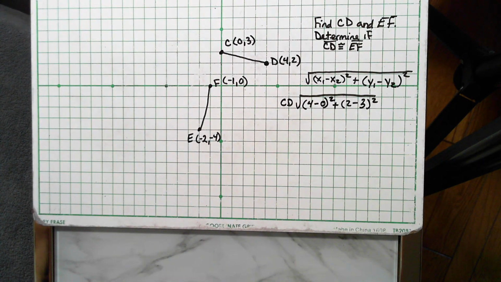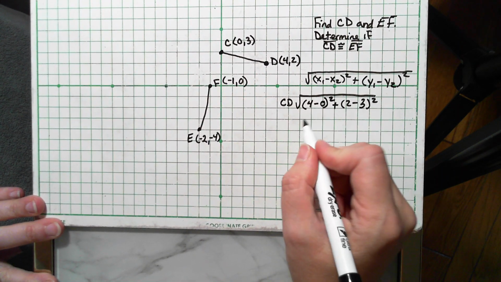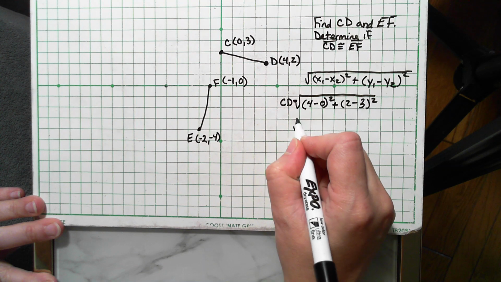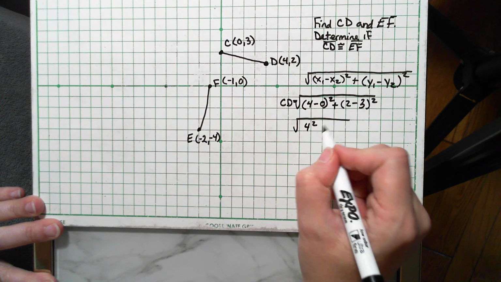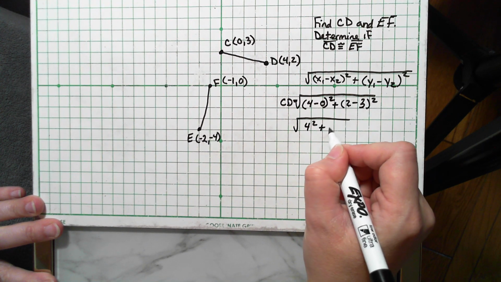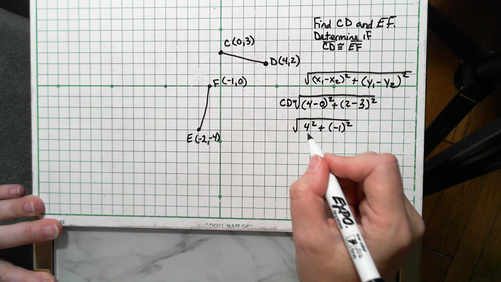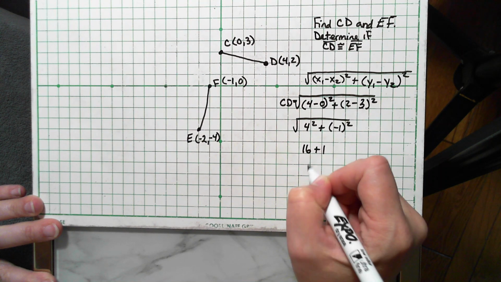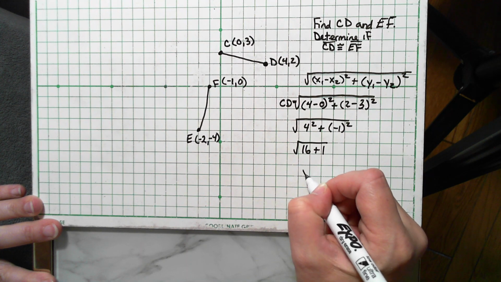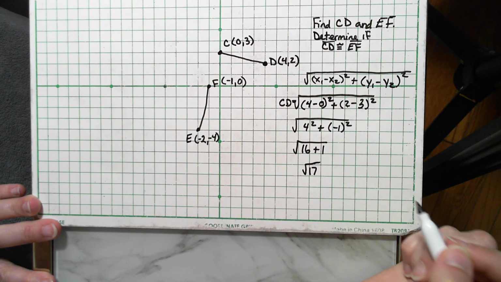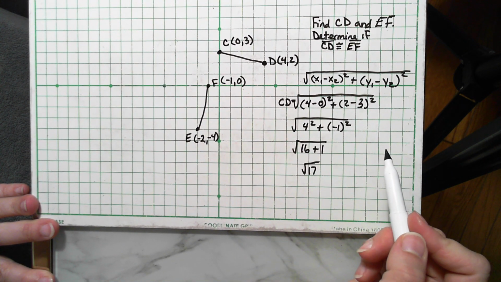Now I need to follow order of operations. Okay, first I need to deal with what's inside the parentheses. So I get the square root of 4 minus 0 is 4, and that's squared, plus 2 minus 3 is negative 1, and that's squared. Now I have to square them, so I get 16 plus 1, and then I do the square root. And 16 plus 1 is 17, so this is the square root of 17 for that one. Okay, so that is the length of CD, and that's how you use the distance formula.